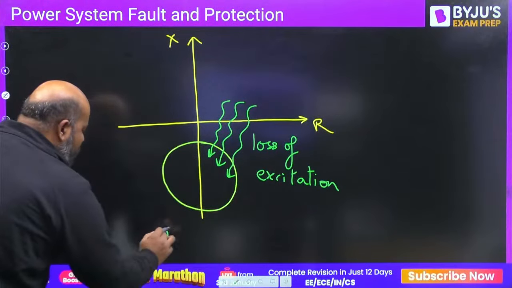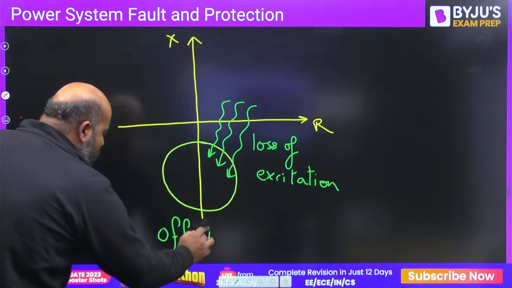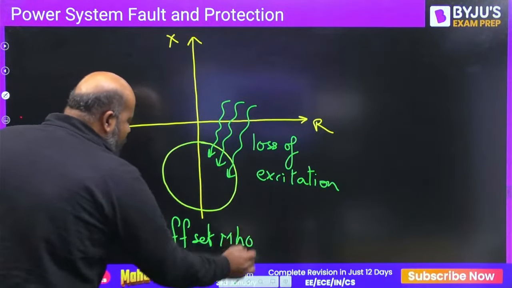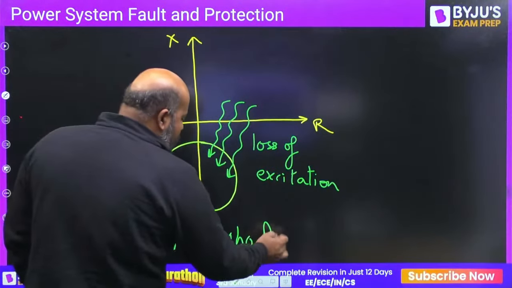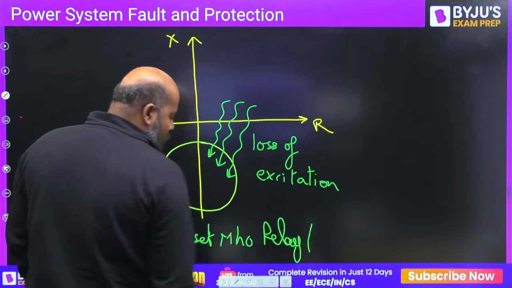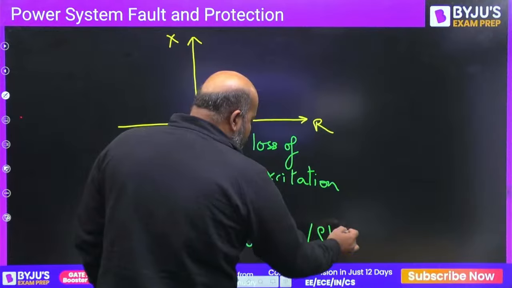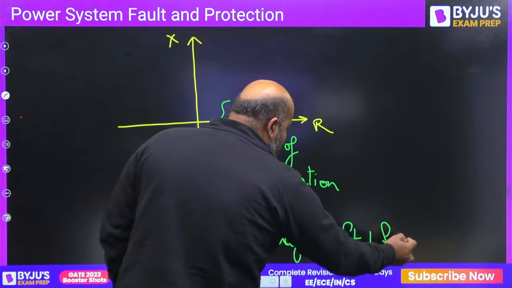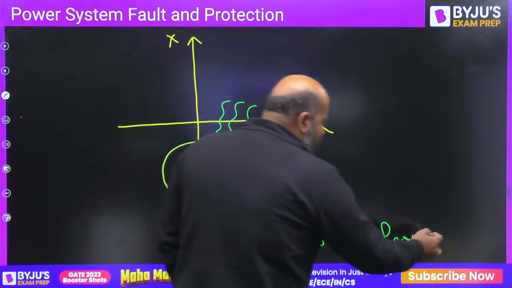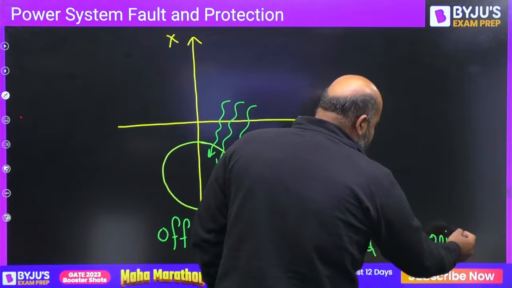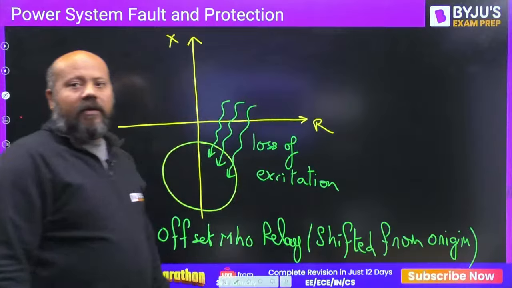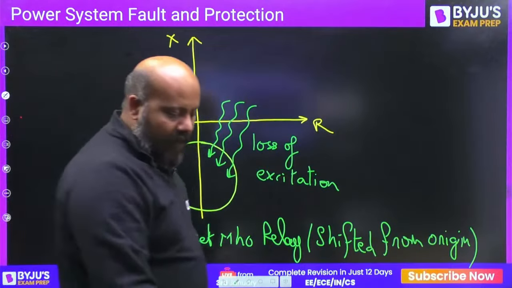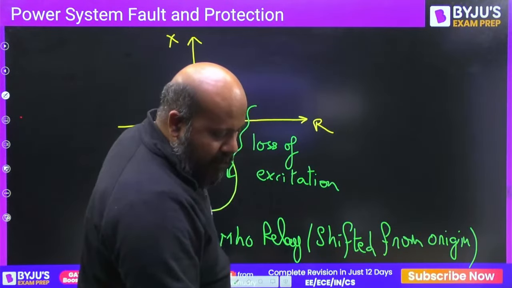This is offset Mho relay. Last year there was a question on this. Offset Mho relay is basically shifted from origin. Is it clear, everybody? Just tell me in the comment section, are you able to follow this or not?